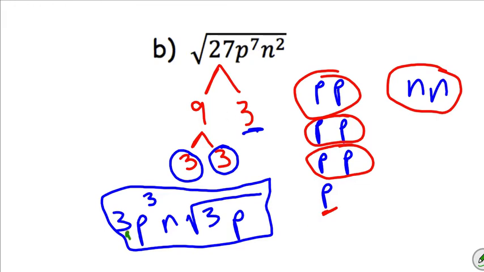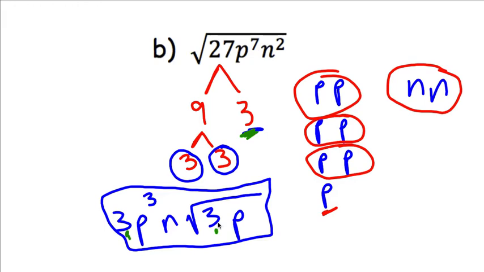This 3 right here did not have a pair, so that stayed underneath. That was this 3. Then I had 7 p's, so I wrote them 2 at a time. So 1, 2, 3, 4, 5, 6, 7 p's. And then I started circling them 2 at a time.